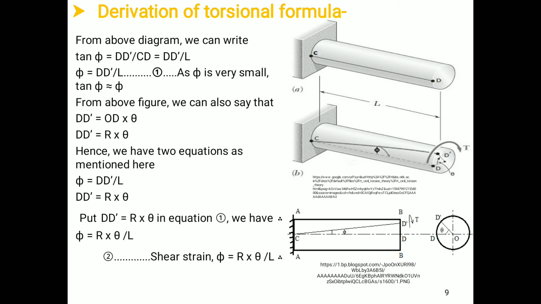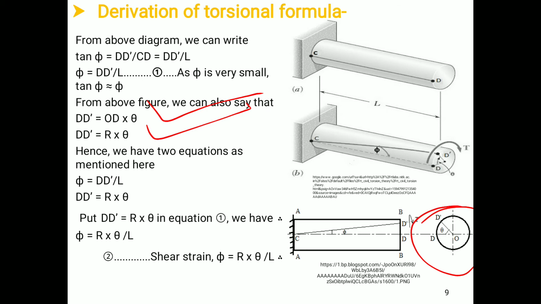So this tan of phi will become phi only. So phi is equal to dd' upon L. This is equation number 1. From the same figure we have dd' equal to OD into theta. dd' is nothing but the arc length, and it is equal to radius into the angle. So the radius is OD and the angle is theta. Therefore the arc length dd' will become OD into theta, and all of you know that OD is nothing but the radius. So dd' is equal to r into theta.